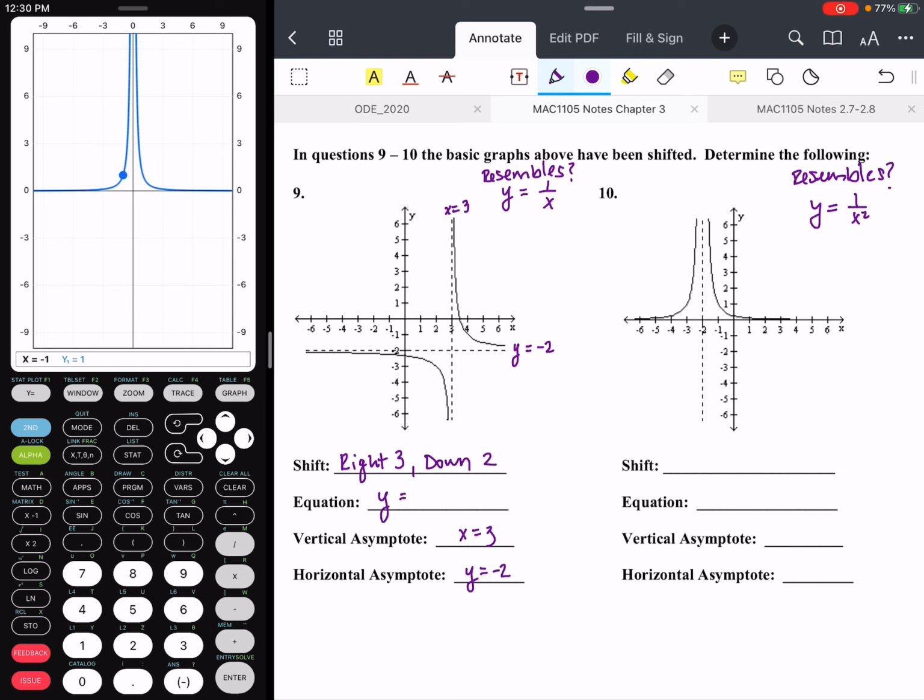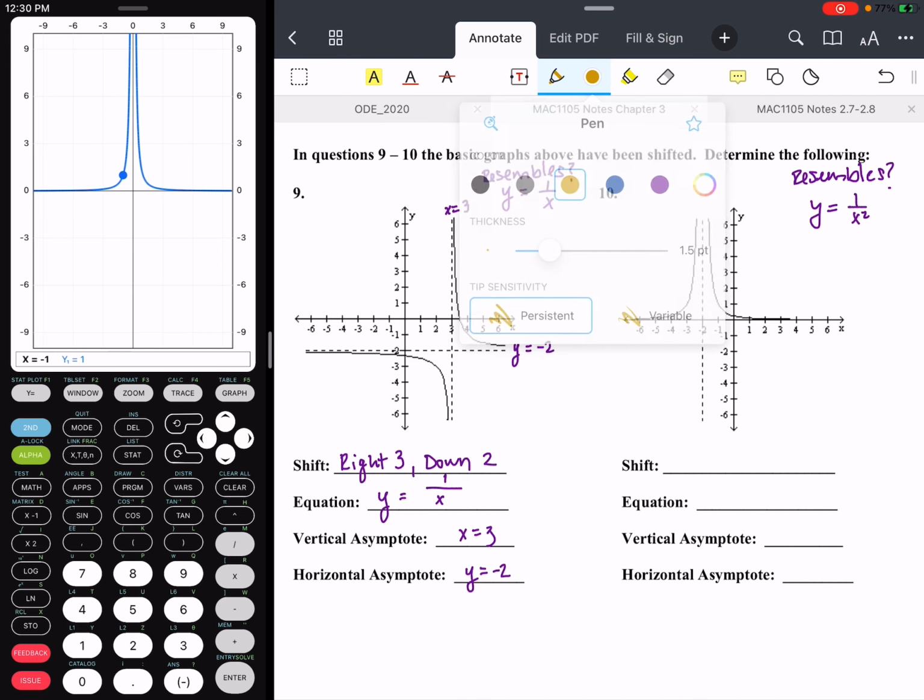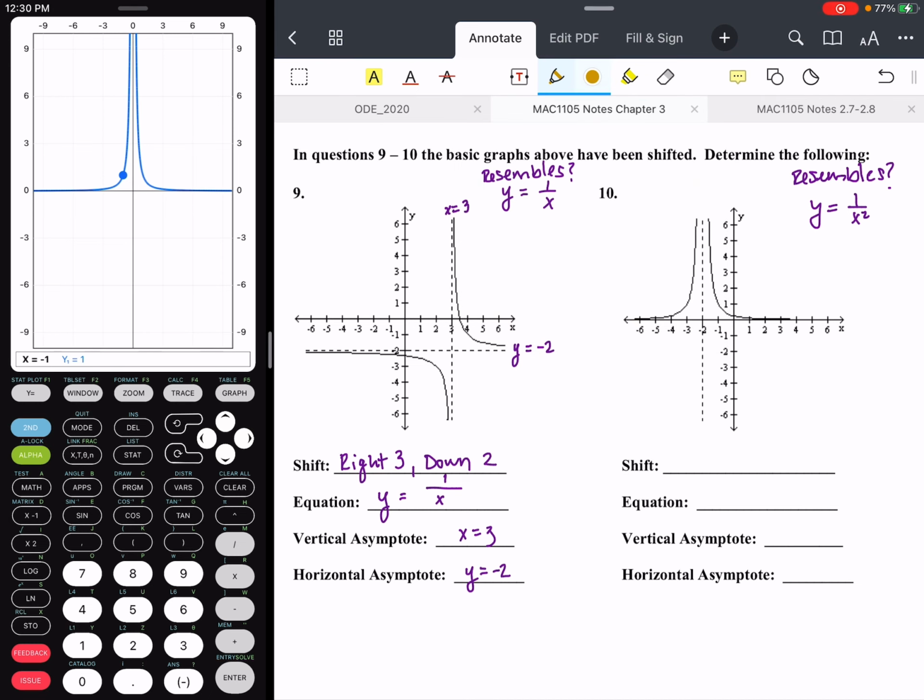so the basic form is 1 over x, right? To account for that shift to the right 3, that's going to occur with my x. Remember, horizontal shifts come from my x. Right 3 comes from an x minus 3 in the denominator. And I don't need to draw parentheses because it's the only factor in that entire denominator. So just make sure the fraction bar goes all the way over the x minus 3.